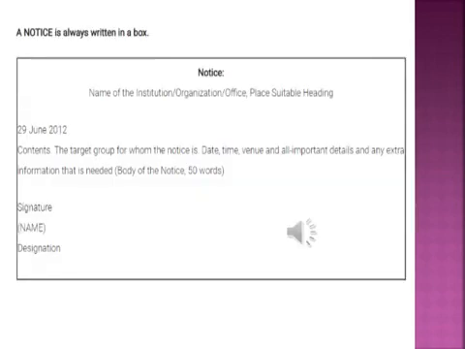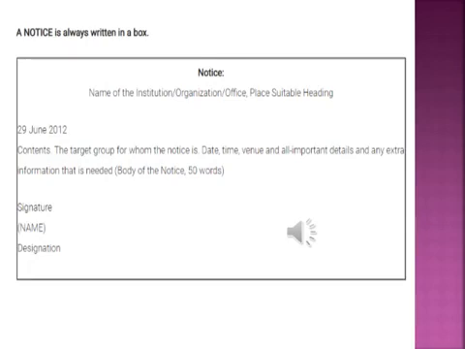Now let us see the format of the notice. So first of all, on the top you can write the name of the institution or organization or office or the issuing agency. It can be any school or college. Then there should be a suitable heading and then you have to write the notice. So what is the heading for that? That also you should think over. So what all does it contain at the beginning?